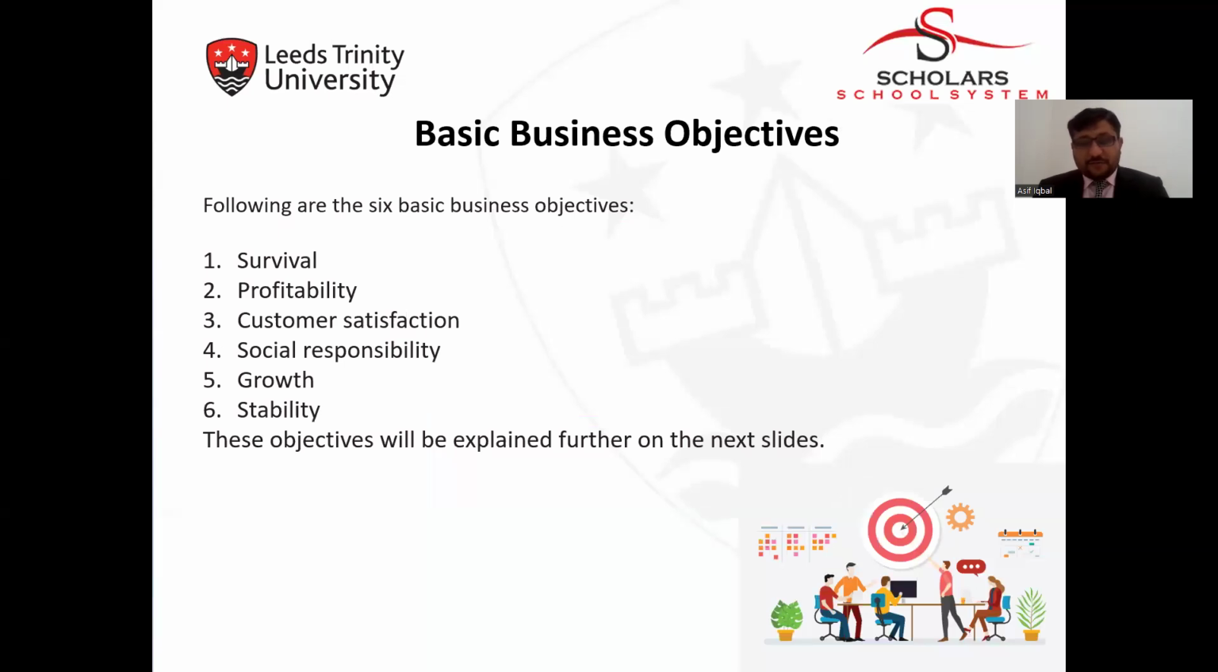So every business has some objectives. So here we are going to discuss the 6 basic objectives of businesses. One is survival. Next one is profitability. Next one is customer satisfaction. Then social responsibility, growth, stability. Now, all these 6 we are going to discuss in more detail in the coming slides.